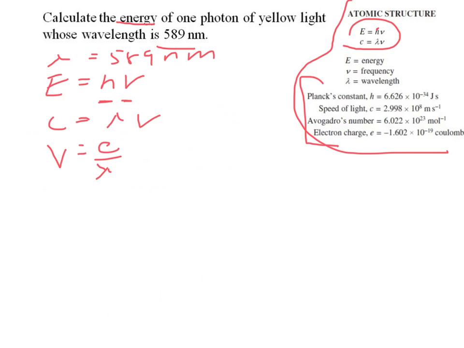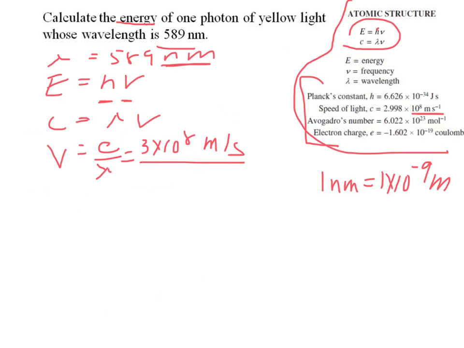Now, one of the things I have to be careful about here is that the speed of light is given in meters per second, but my length units here are nanometers. So I have to convert one to the other. And like I said earlier, you need to know that 1 nanometer equals 1 times 10 to the minus 9 meters. So I'm going to use meters in this. So this is 3 times 10 to the 8th meters per second over 589 times 10 to the minus 9 meters.